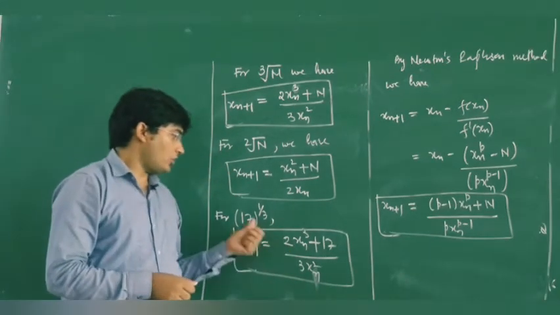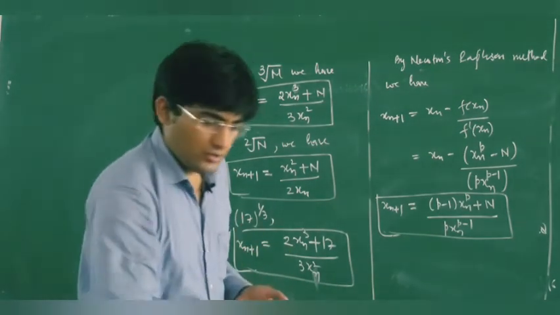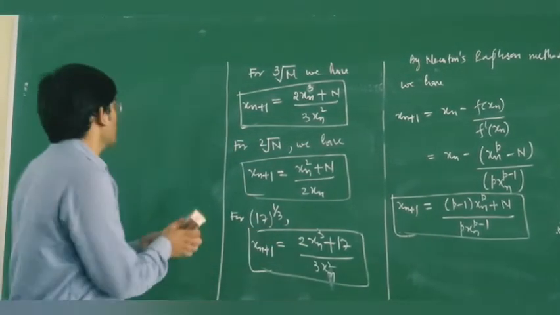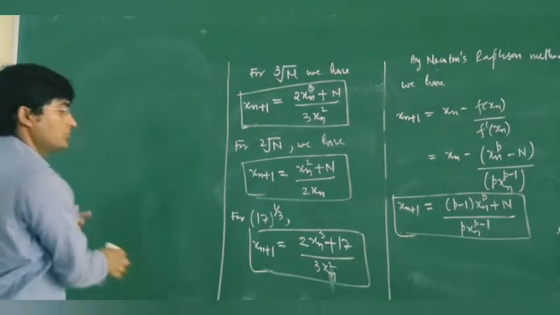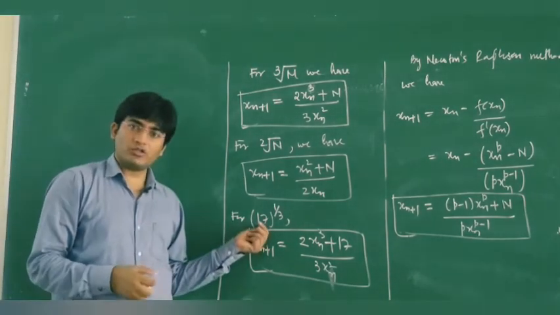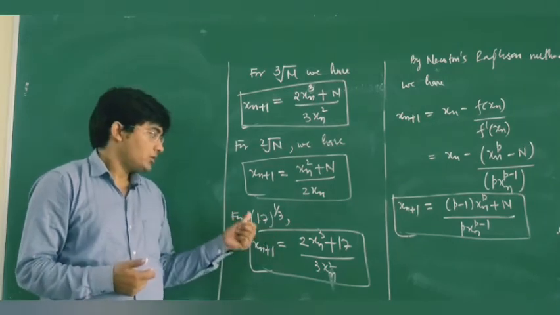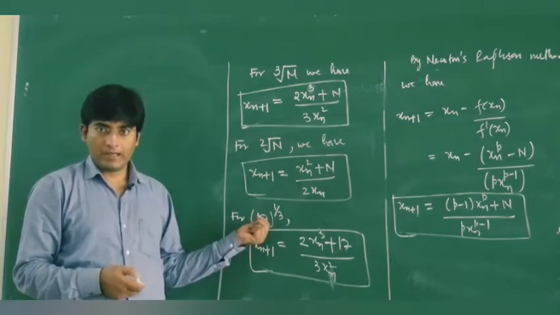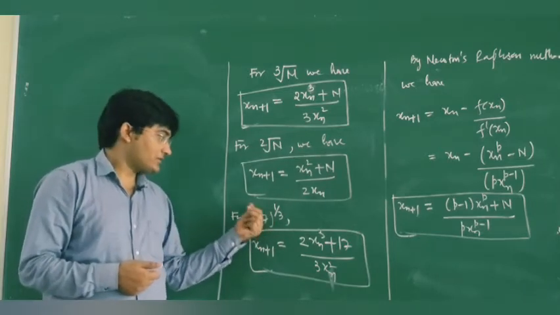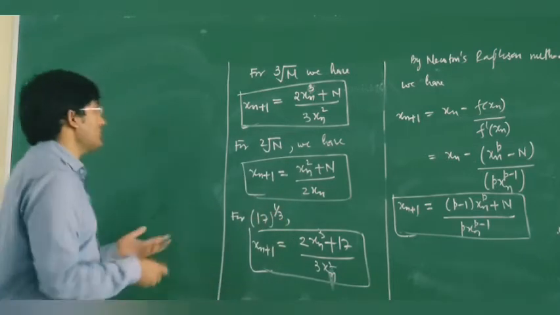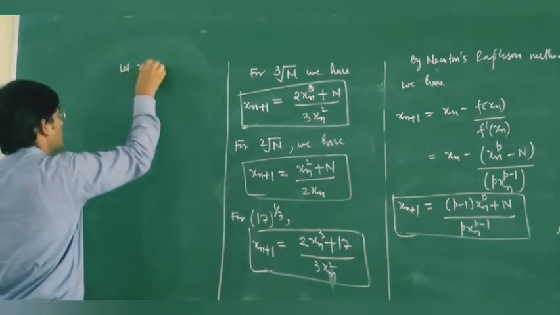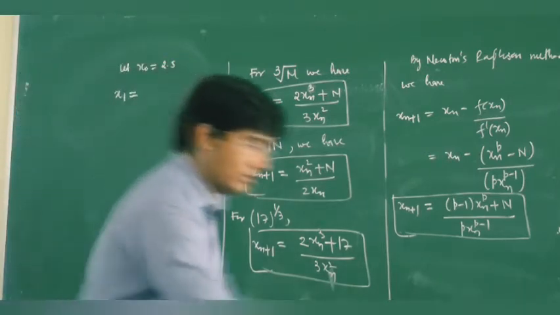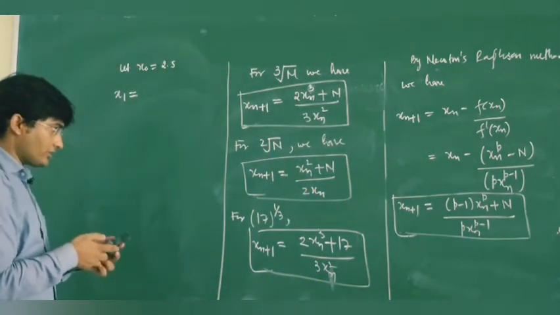Now we need the initial value of this cube root of 17. Now just guess the initial value. We know that the cube root of 27 is 3 and the cube root of 8 is 2. So that means this value is between 2 and 3. So let us assume x naught as 2.5. Then your x1 will be equal to, here we need the help of a calculator.